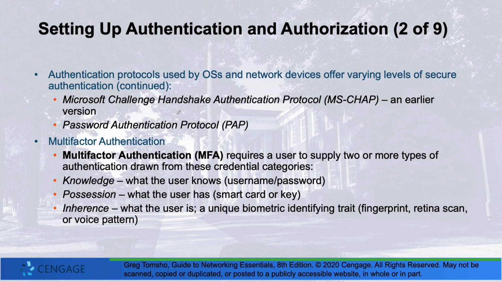So the way multi-factor authentication works is you need to supply two of these three types of credential categories. So an example would be the ATM machine. You go to the ATM machine, you have to have what to use the ATM machine. You have to have your debit card or your credit card to put in the machine. That is something that you have. And then after you put the card in, it prompts you for something that you know. That would be your PIN number.